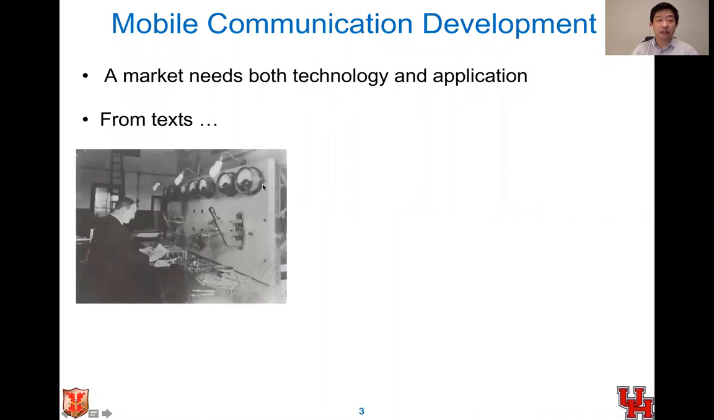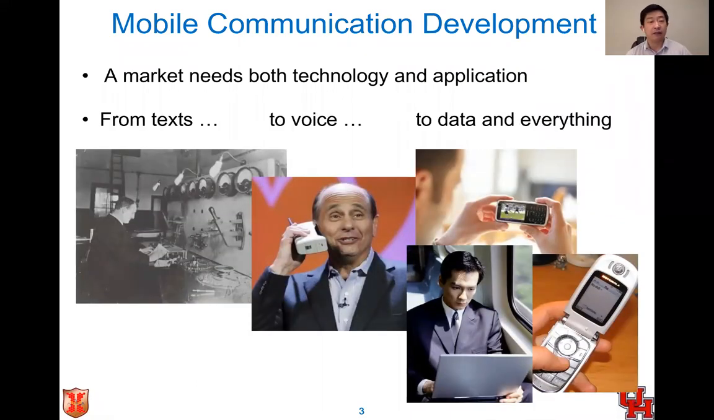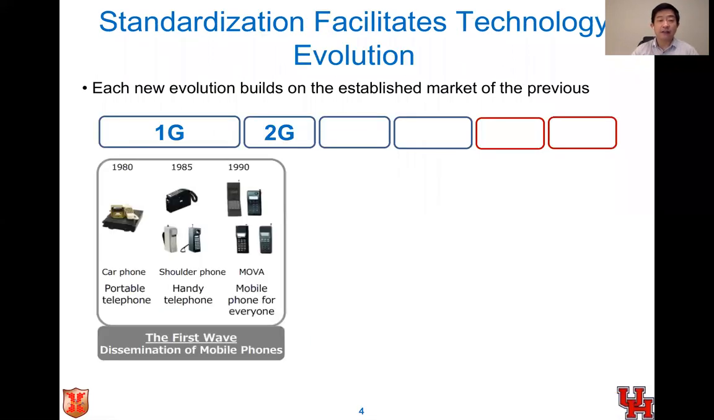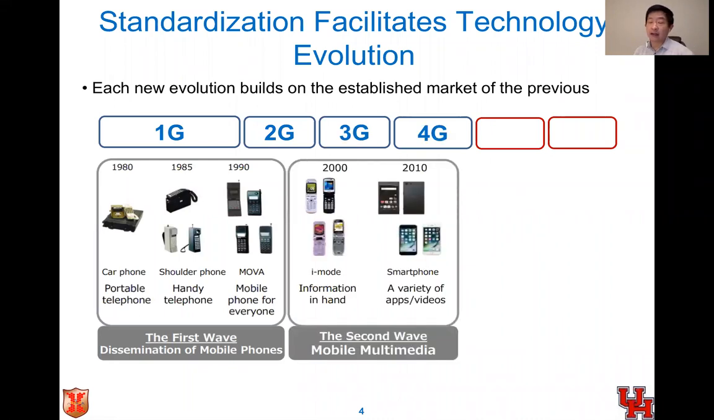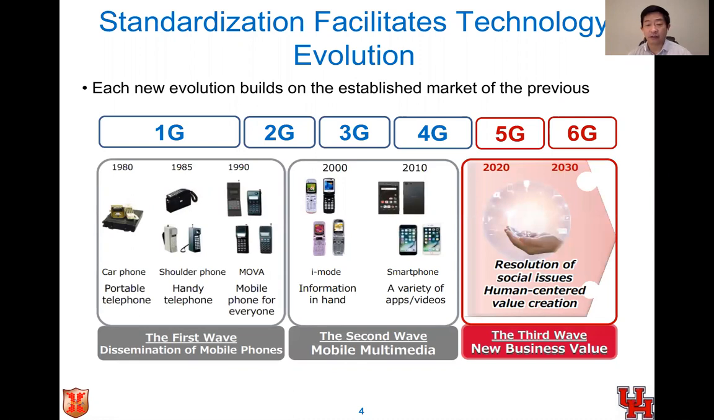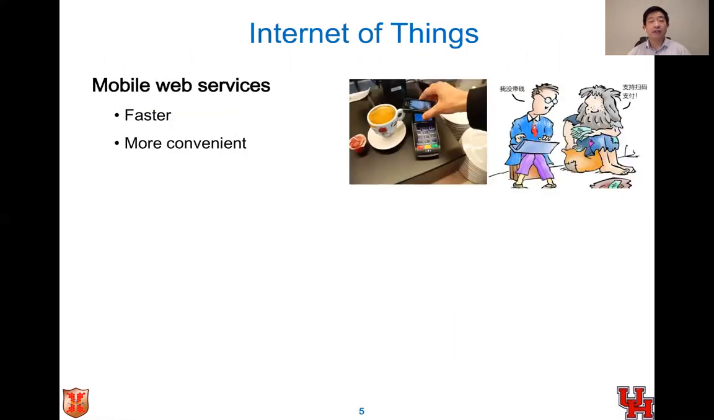Mobile has come from text to voice to data and to everything. In 2G, the first wave, was the big phone to the IKEA phone. For 3G and 4G, after the iPhone came out, it became multimedia. And in 5G, it has everything: new business models, social issues, human-centered value creation, and so on. And for the Internet of Things, they have the mobile devices.